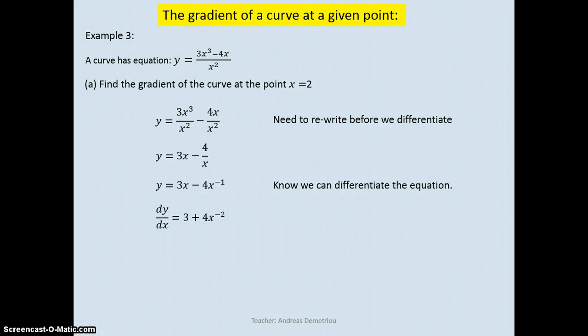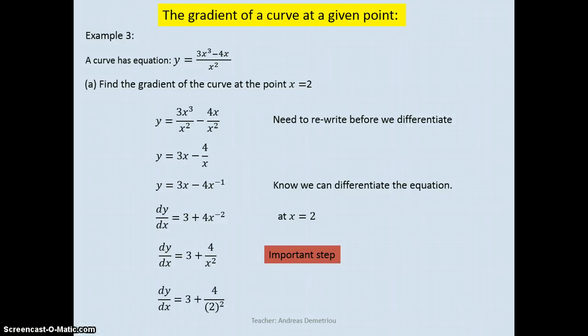So dy dx is equal to 3 plus 4x to the power of minus 2. And at the point x equal to 2, we need to substitute that value into this equation. What this value here means, we can bring it back to this form, which is a very important step to be able to move back and forth with the powers. Substitute the value of x equal to 2 in this equation, and we find that dy dx is equal to 4.